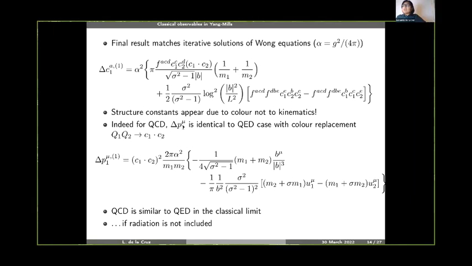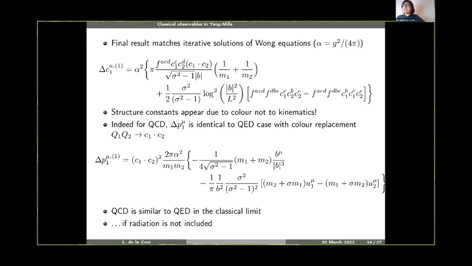And the case of the momentum impulse is just identical to QED, except that there's some color replacement. As I said, the only modification in the case of Yang-Mills versus QED is that you have to take the expectation of the color factors. Okay, so that's the result.